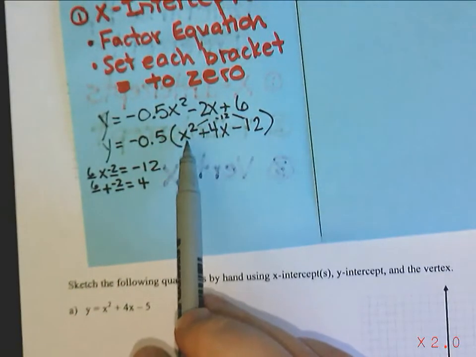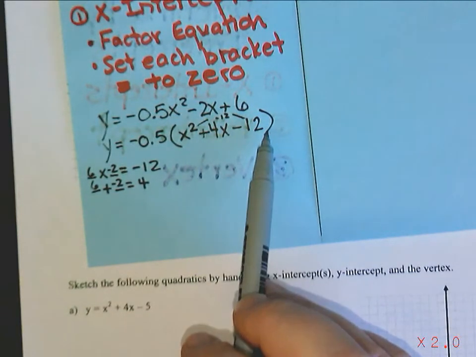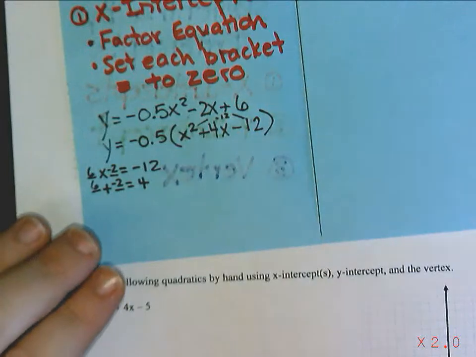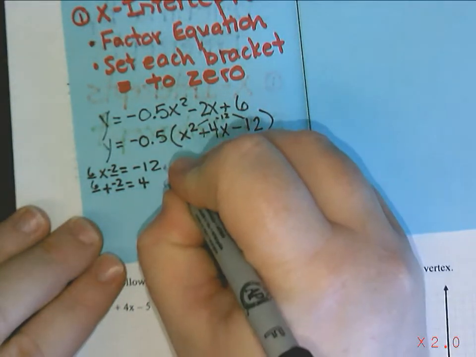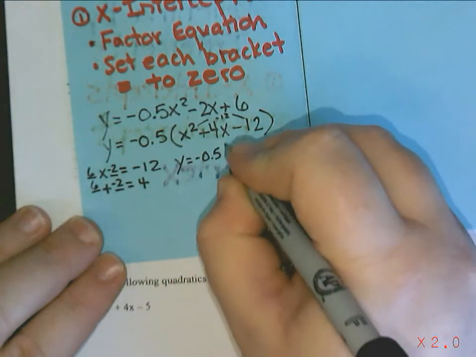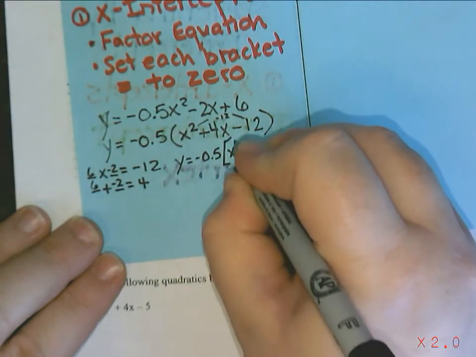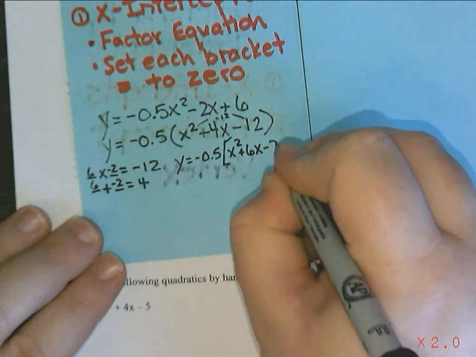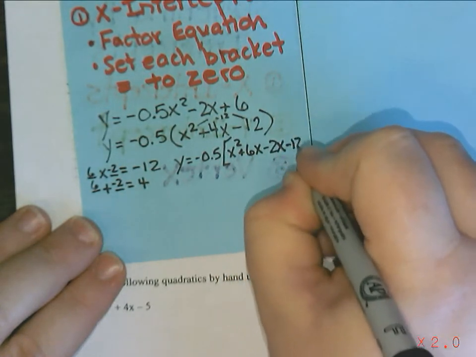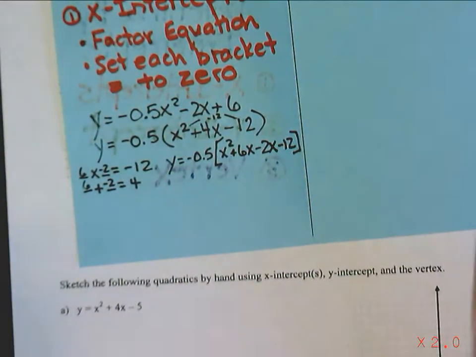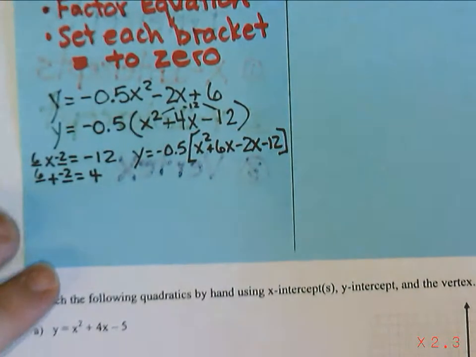So I'm going to take my x squared plus 4x minus 12, and I'm going to replace the 4x with 6x minus 2x. Don't have a lot of space. So y equals negative 0.5, x squared plus 6x minus 2x minus 12. Okay, we're going to group together the things inside that bracket.